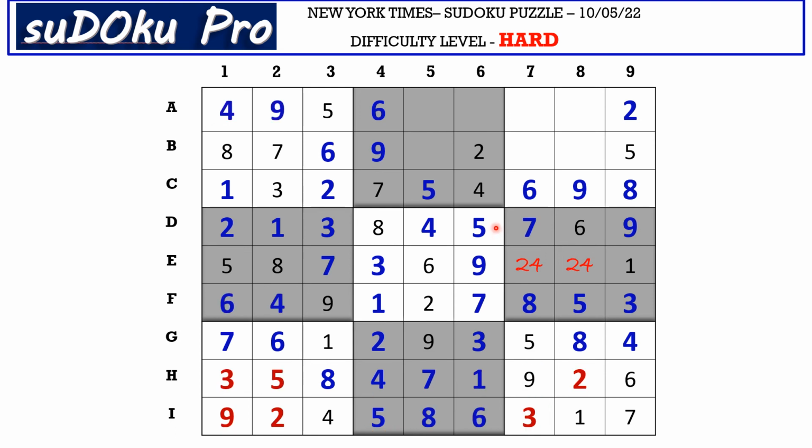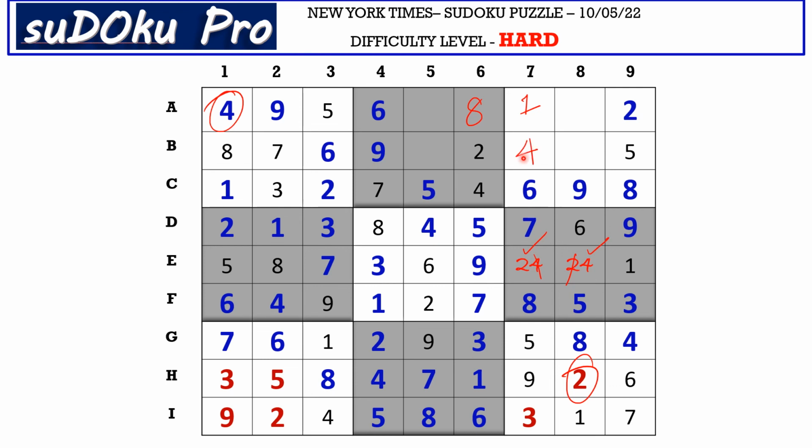In column 6 the only missing number is 8. And this 2 here cancels out the 2 here in E8. E8 takes 4 and E7 takes 2. Now in column 7 the missing numbers are 1 and 4. There is a 4 here in A row, so A7 takes 1 and B7 takes 4.